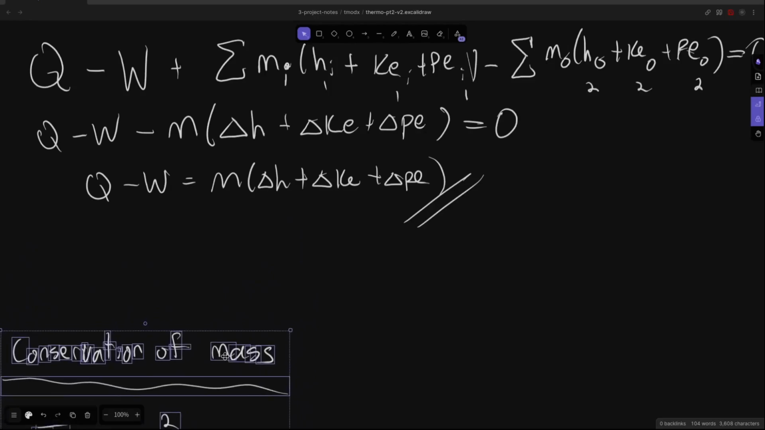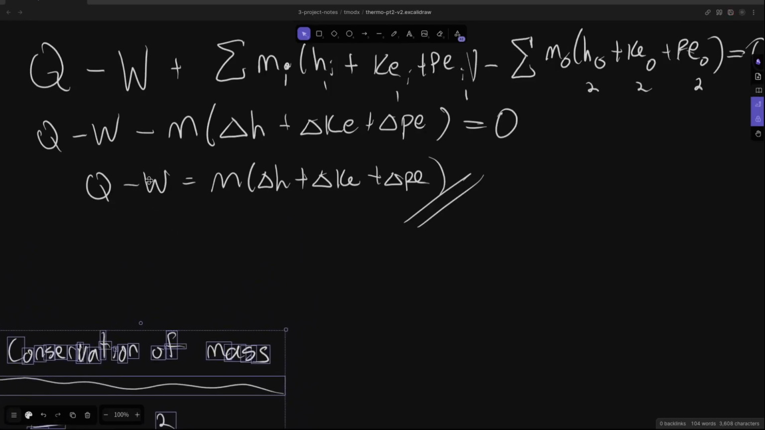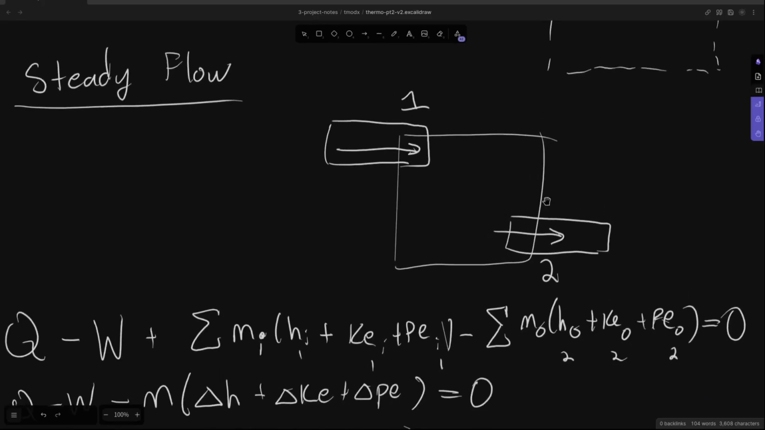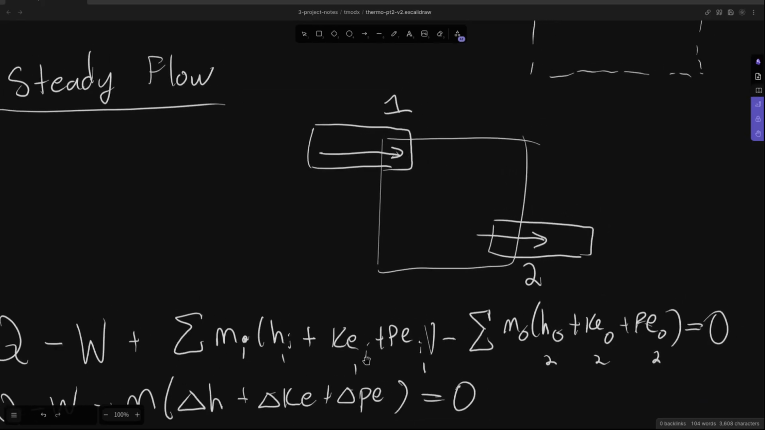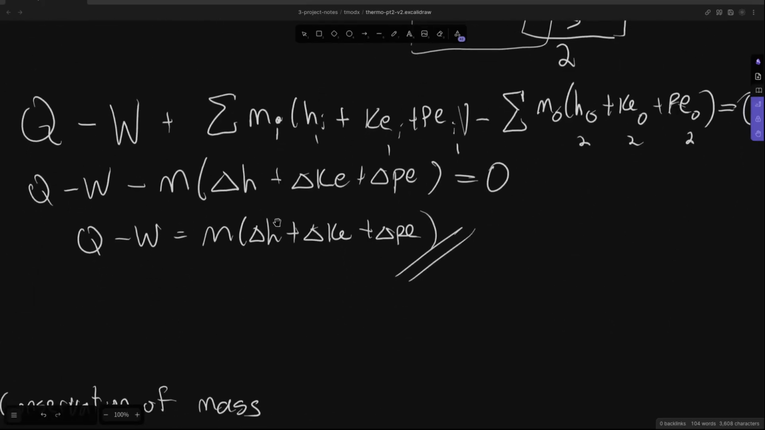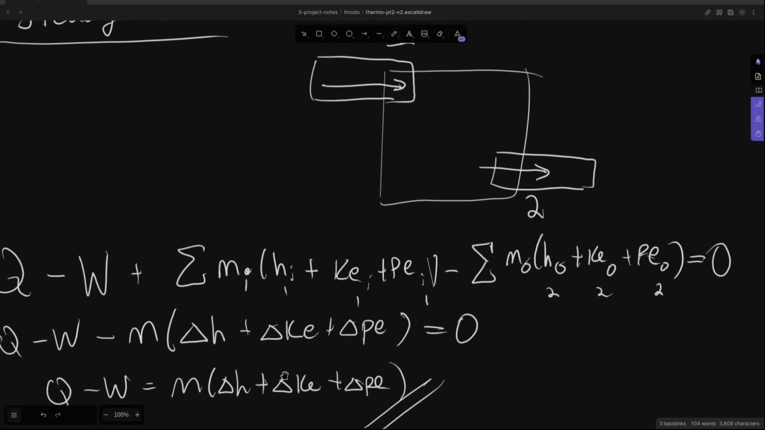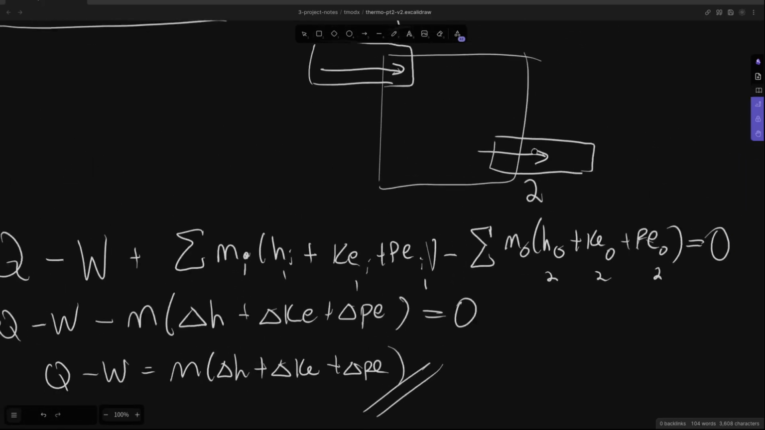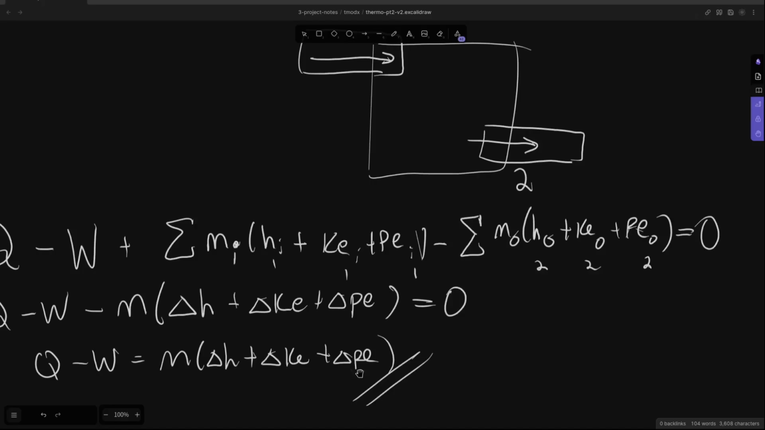So for some process of an open system, the heat added minus the work done by the system equals the mass that's flowed across times our change in specific enthalpy, so the specific enthalpy of the output minus the input. And remember that enthalpy is a property. Then we'll also have the change in KE from the outlet minus the inlet, and our change in PE from the outlet minus the inlet.